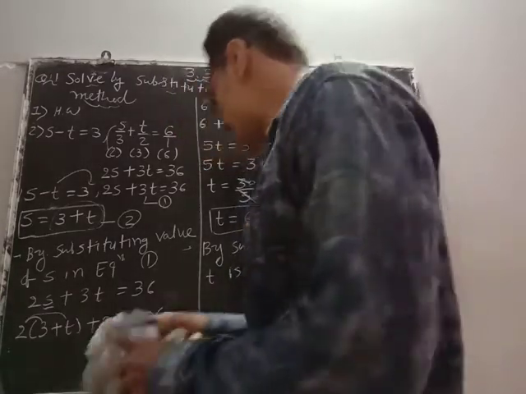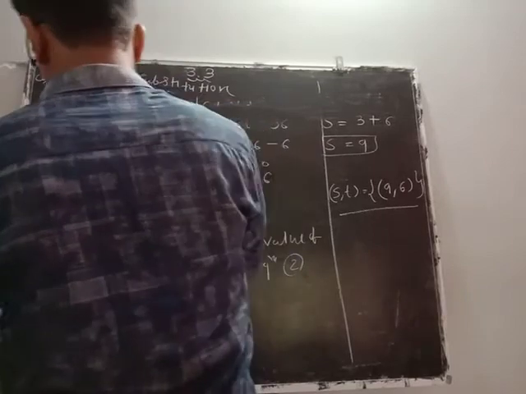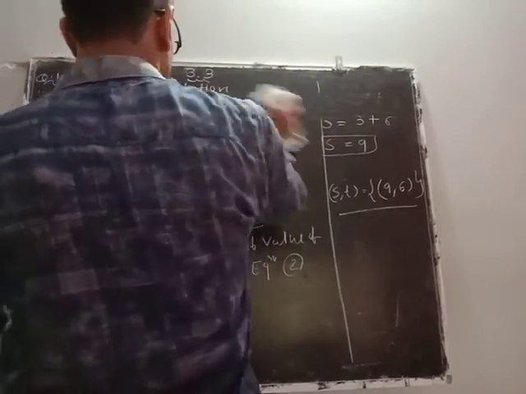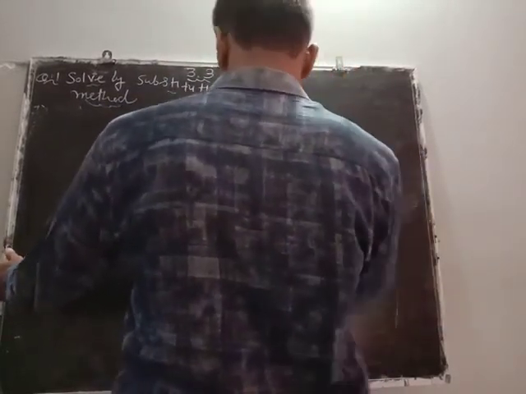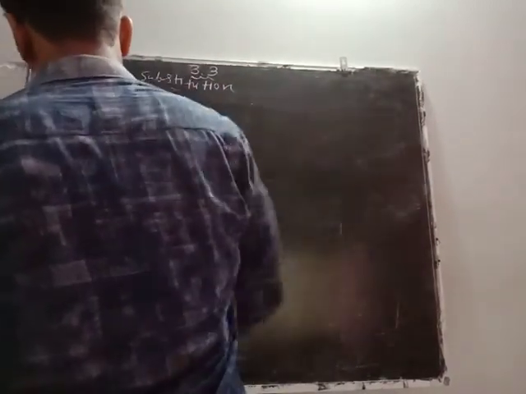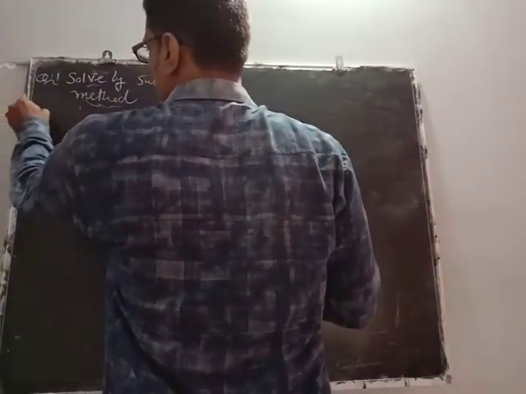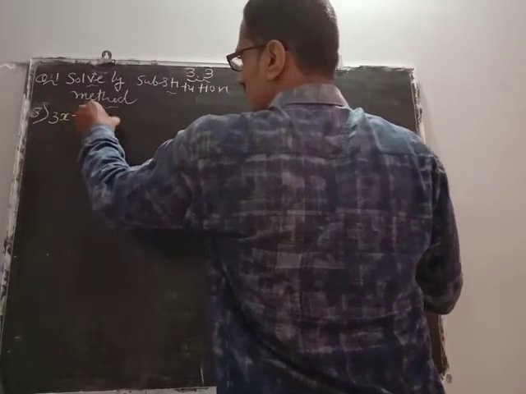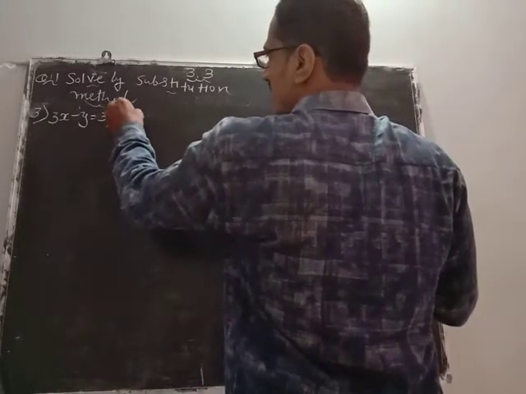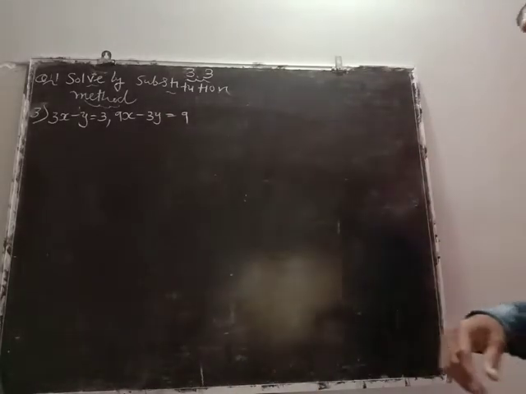Okay, let us solve the second. Here it is. 3x minus y equals 3 and 9x minus 3y equals 9.